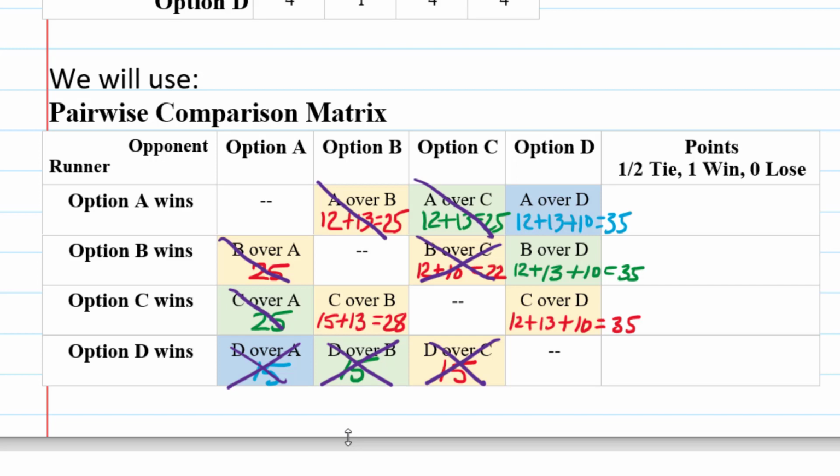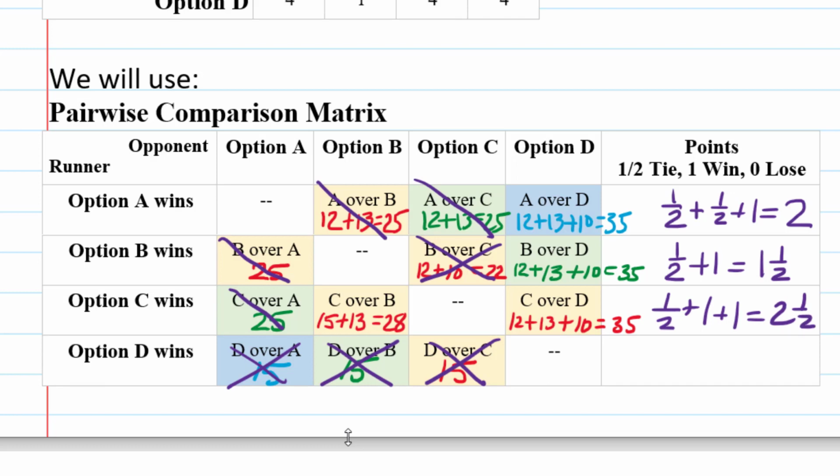So now what you do is every tie is worth a half and every win is worth 1 point. So for example, option A is going to get a half a point for tying B and a half a point for tying C, and then a point for beating D. So A is going to get 2 points altogether. Option B gets a half a point for tying A and a point for beating D, so that's 1.5 points. For option C, a half a point for tying with A, 1 point for beating B, and 1 point for beating D. So that's going to be 2.5 points. And then option D gets 0 points because it lost all 3 of the matchups.